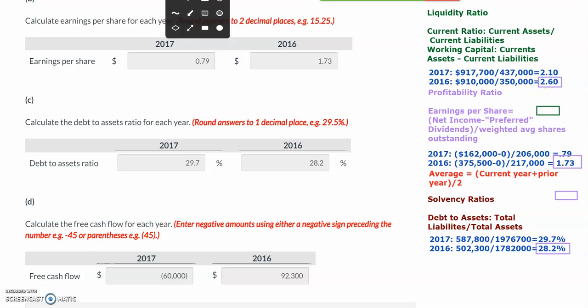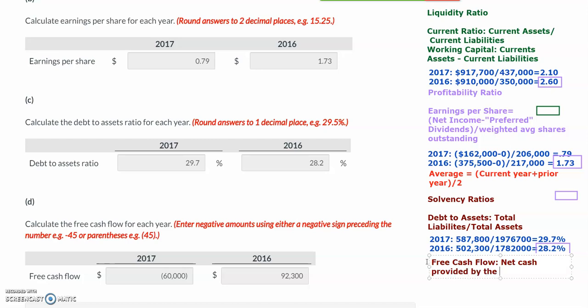So the last ratio that we're going to be covering is the free cash flow. The information for the free cash flow is mainly coming from the statement of cash flows. I want to make sure I color code this. So we have a free cash flow. And our free cash flow is going to be a dollar amount where we're going to take our net cash provided by the operating activities minus the capital expenditures. So that's the amount paid for property, plant, and equipment minus the cash dividends that are paid.